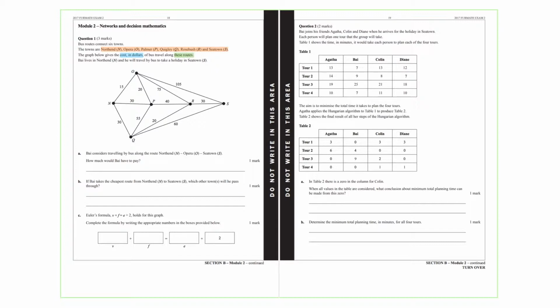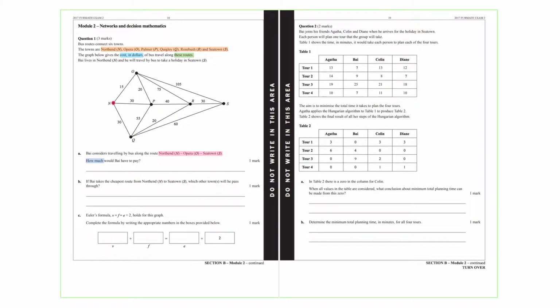Bai lives in North End and he will travel by bus to take a holiday in Seatown. Part A. Bai considers traveling by bus along the route North End, Opera, Seatown. How much would Bai have to pay?